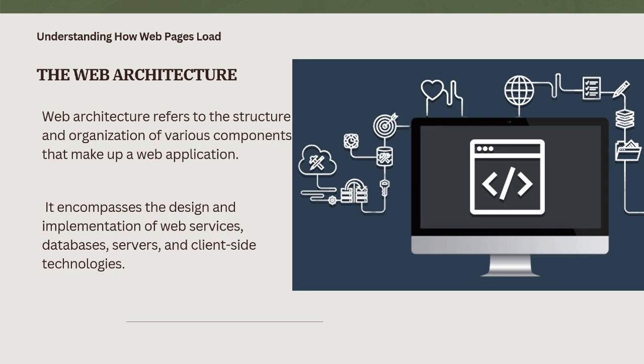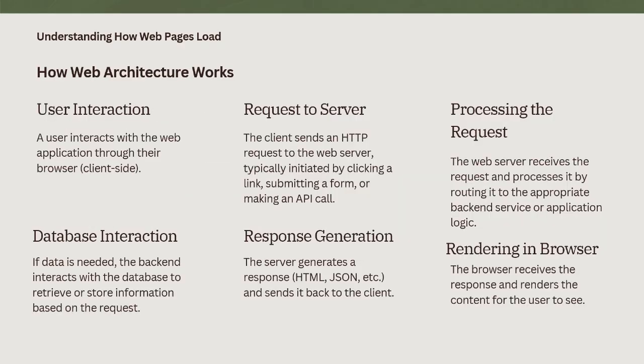So it encompasses the design and implementation of web services, databases, servers, and client server technologies. So that's how the architecture is. In terms of housing architecture, we have the kitchen and the rest. And so with the web, we have the design, we have the web services, the databases, servers, and client side technologies. So how does it work?